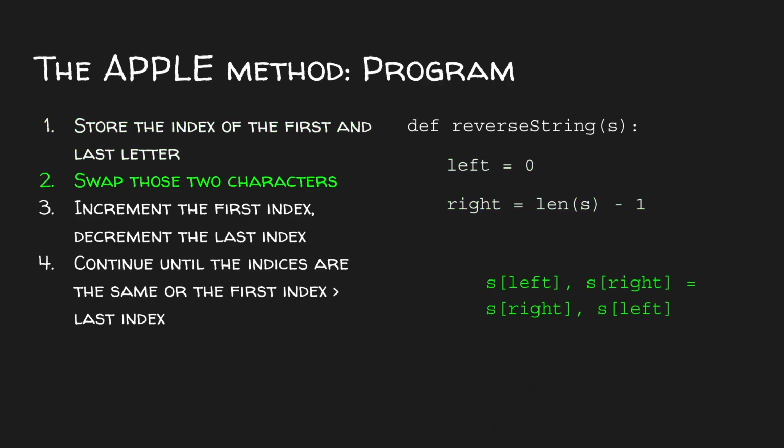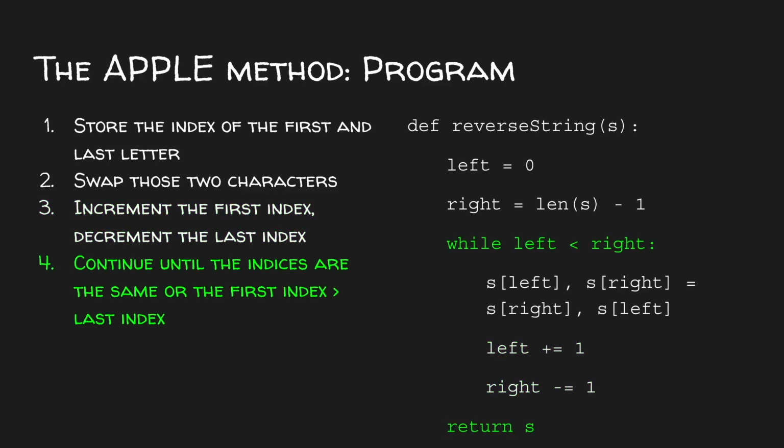Number 3, increment the left index and decrement the right index. And number 4, terminate the while loop when the left index is no longer smaller than the right index. So if there's an odd number of characters, the left and right characters will stop swapping when the left index is equal to the right index. And if there's an even number of characters, the left and right characters will stop swapping when the left index is greater than the right index.